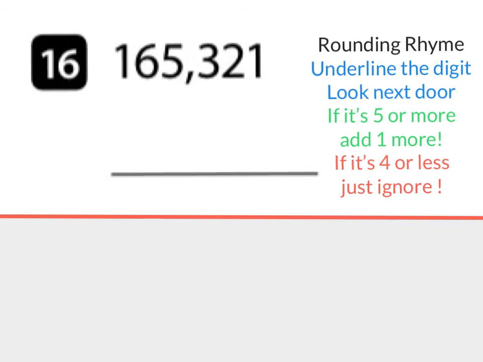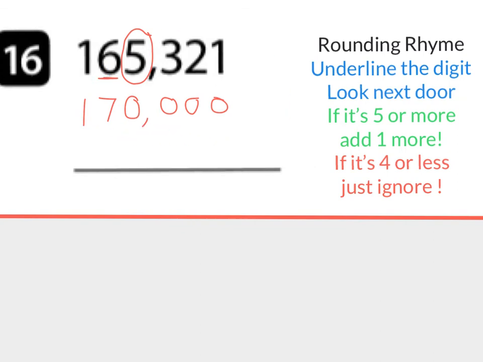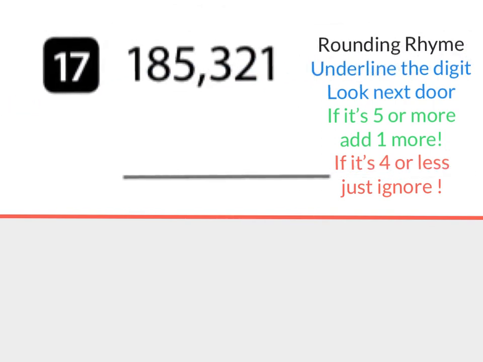165,321 rounded to the nearest 10,000s place. Underline the 10,000s place, circle the digit to the right. The circled digit is 5 or more, so we add one more to the underlined digit. That'll turn to a 7. All the digits that are circled and to the right turn to a 0. All the digits to the left of the underlined digit will remain the same. 165,321 rounded to the nearest 10,000s place is 170,000.